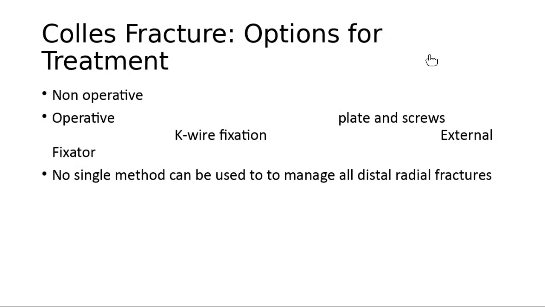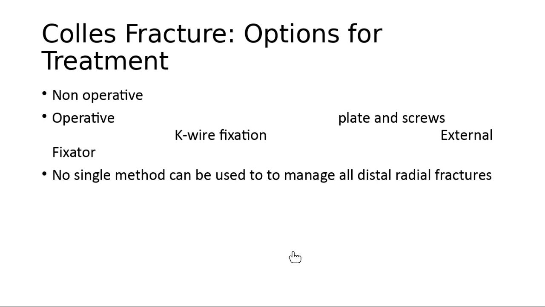Now, not all Colles fractures can be treated non-operatively, and some may have to be treated operatively based on the extent of the injury. So we might have to operate on patients who have got a Colles fracture. And in operating on them, we might have to use plate and screws. We might have to use K-wires. K-wires are small wires which are used to drill through the bone to hold the bone in position once you have reduced it.